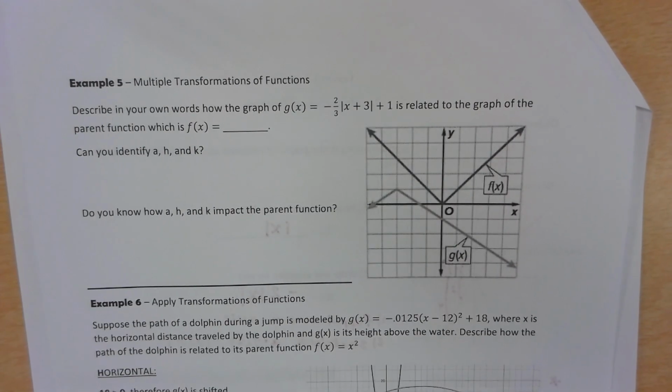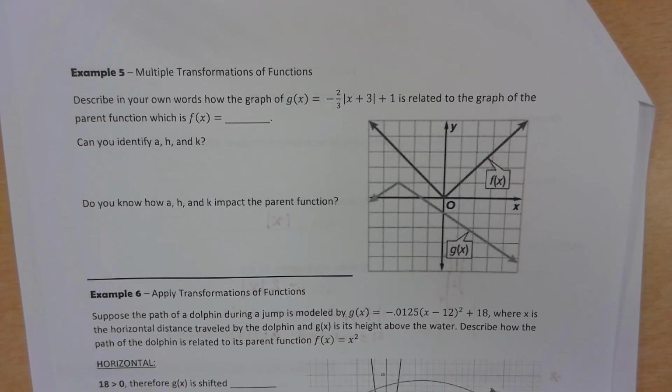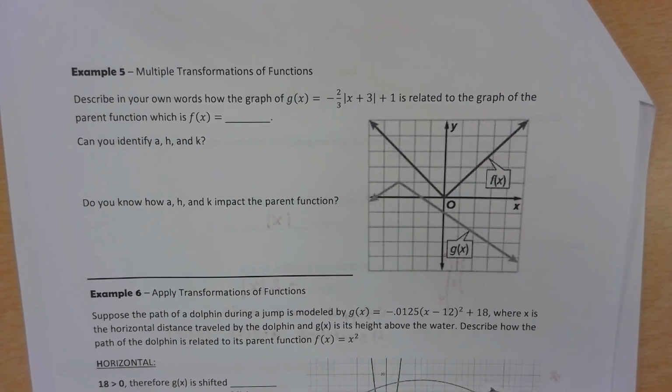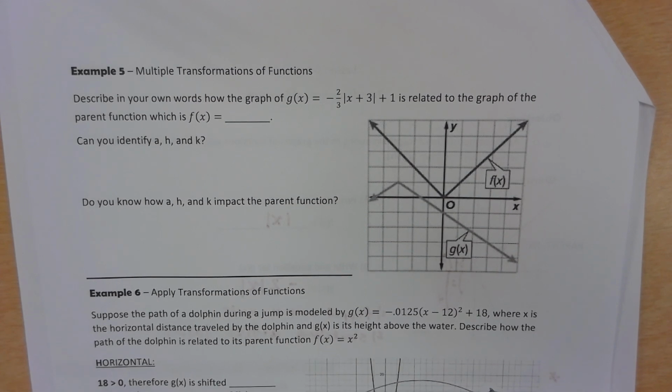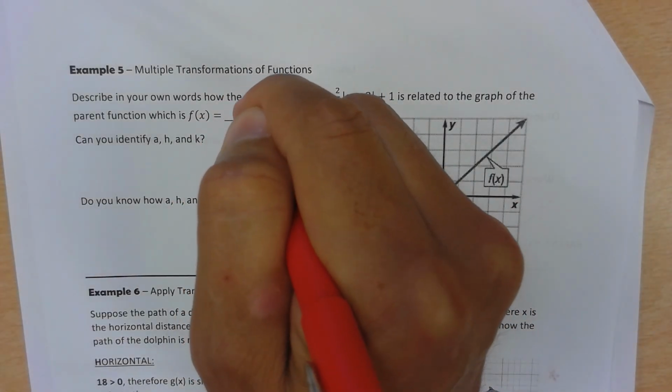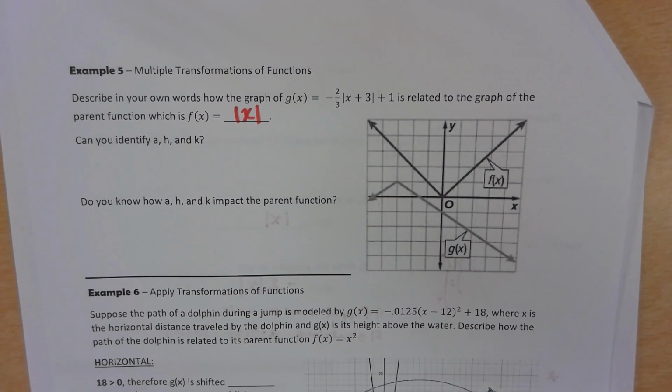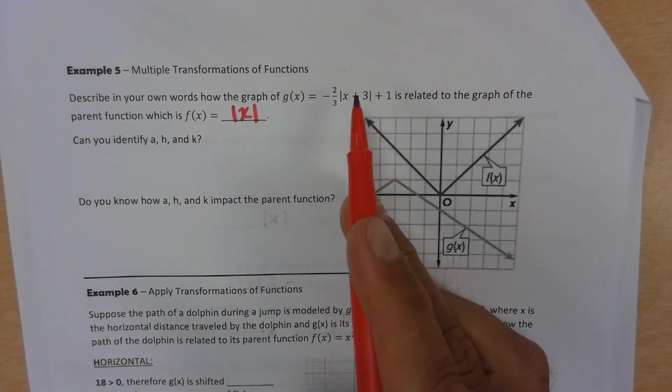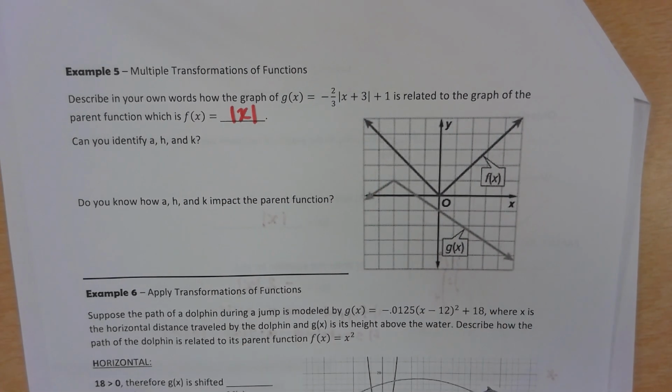All right. Example 5, multiple transformations of functions. Describe in your own words how the graph of g of x equals negative 2/3 times the absolute value of x plus 3, plus 1 is related to the graph of the parent function, which is f of x equals... and remember the parent function is just the simplest form of that function family. Well, since it's absolute value, we know the parent function is just the absolute value of x, okay? So in our own words, what's going on?